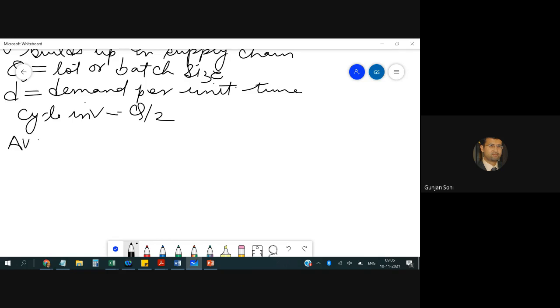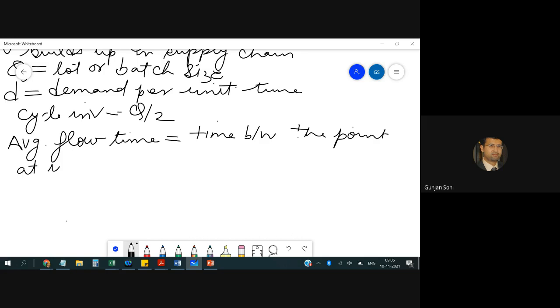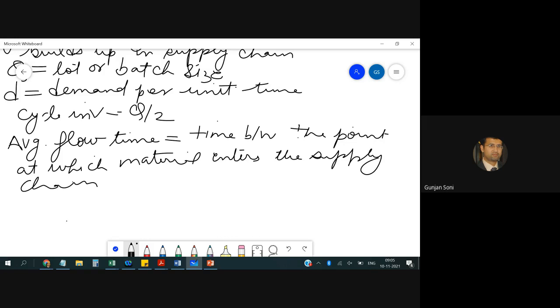And average flow time. Average flow time is the time elapsed between the point at which material enters the supply chain to the point when it exits. Okay, so that's the average flow time.